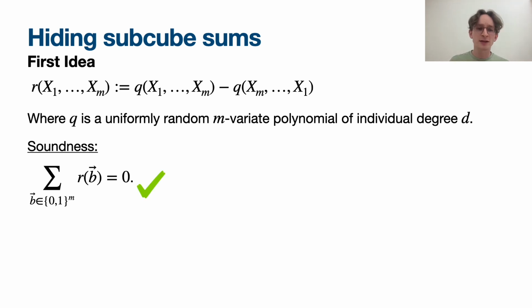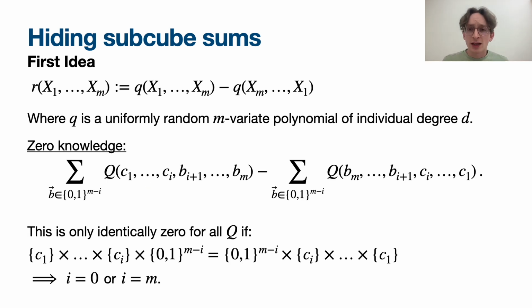So we get soundness. And we also want a zero knowledge guarantee, right? So we again need to show that all these subcube sums are hidden, are masked by this choice of R.